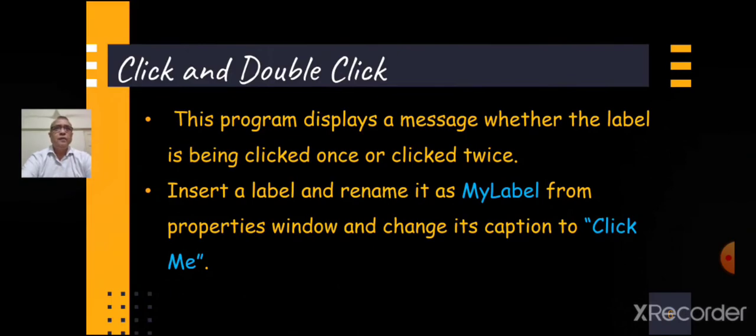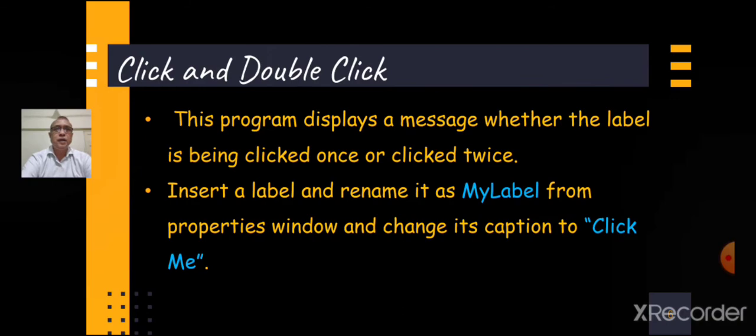Children, in our first session of VB, we have learnt that Visual Basic is event-driven program. One of the examples of event-driven is click and double click. Now let us learn about click and double click program. Click and double click program displays a message whether the label is being clicked once or clicked twice.